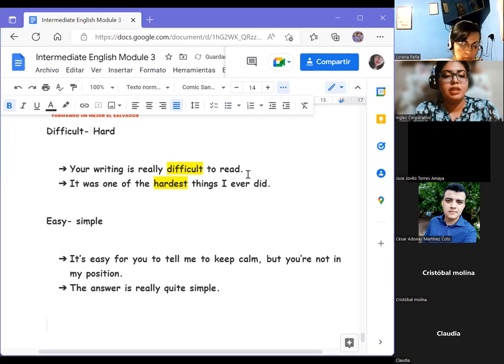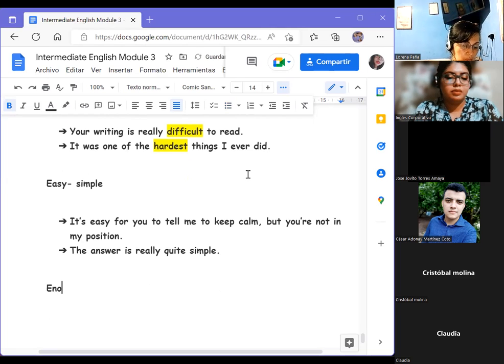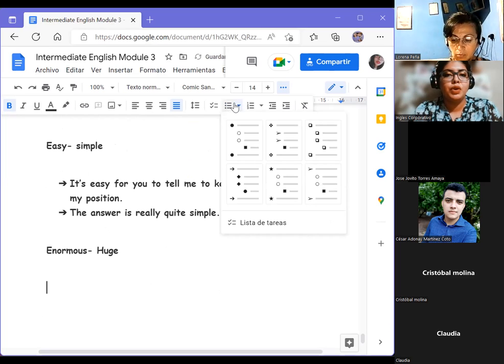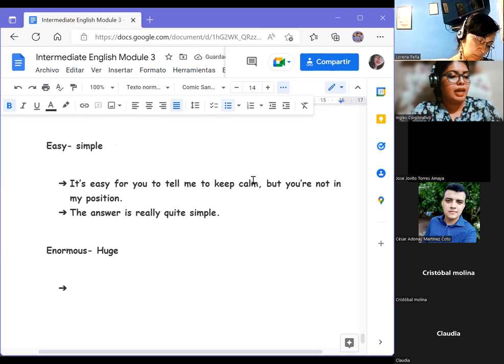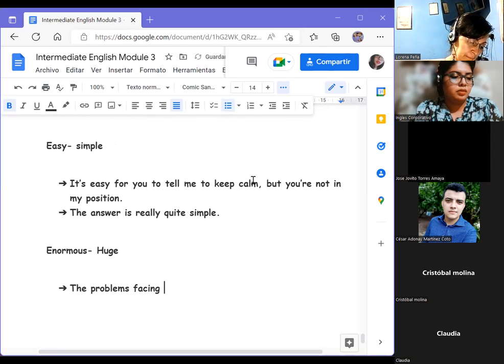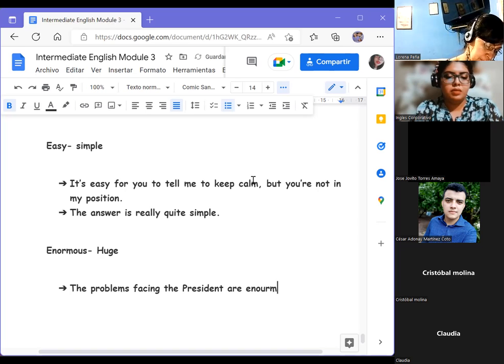Then we have enormous and huge. And we have two examples for this. The first one says, the problems facing the president are enormous. And the second one, he gazed up at her with huge brown eyes.